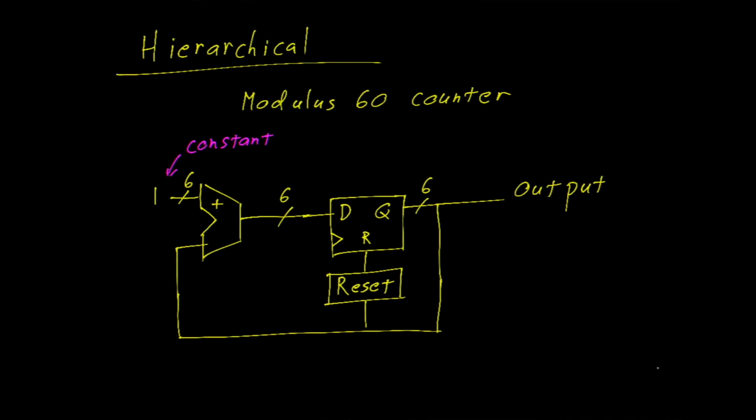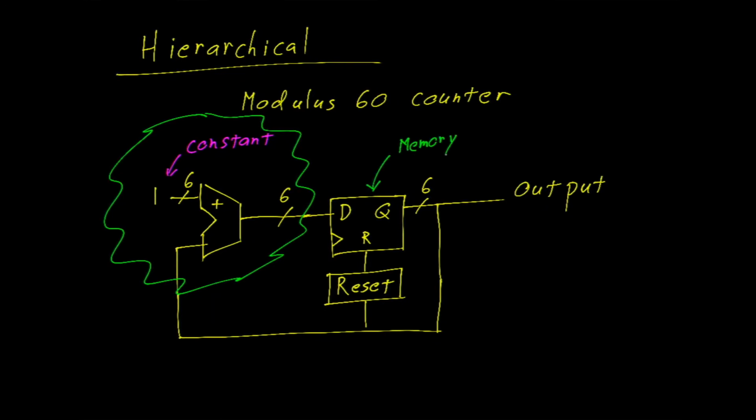What do you think? Does this look like our state machine? If we took all of this stuff here and we call that our cloud of combinational logic, and if we called this block here the memory, I think you can see it a little more clearly. This piece here holds the state, which is just another word for count in this particular case, and this line right here holds state next.